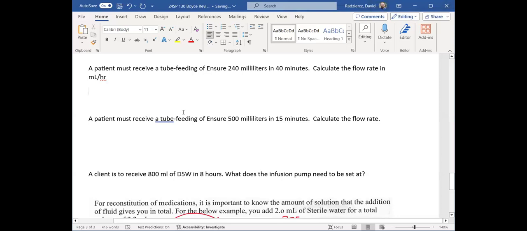All right. So this will be a challenge. Go ahead and do this first one. I'm asking you to calculate the flow rate in milliliters per hour for an infusion or a tube feeding of 240 milliliters in 40 minutes.